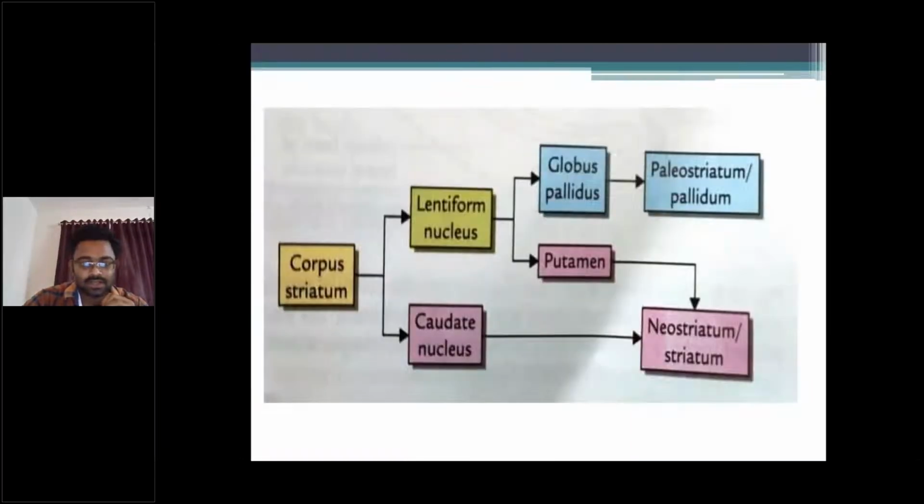Similarly, corpus striatum comprises the lentiform nucleus and caudate nucleus. The lentiform nucleus is divided into two parts: the inner globus pallidus and the outer putamen. Globus pallidus is paleostriatum, often called pallidum. Putamen and caudate nucleus belong to neostriatum, often called striatum.